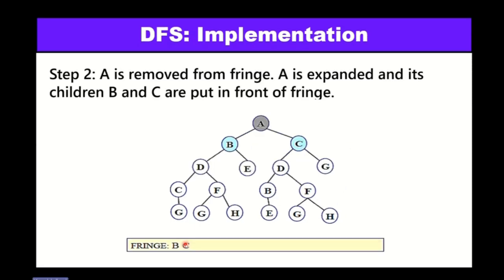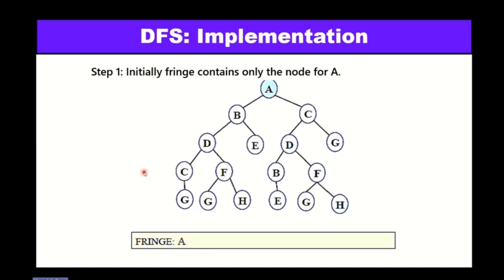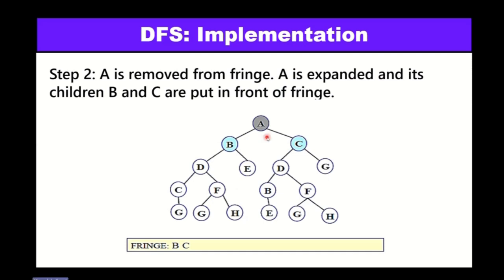Next step, now remove A because A was on top, only one was there. So A has to be removed. Remove A and now expand A. It has two children, B and C. These are newly generated nodes, so add them to the list, right? So B and C are getting added to the list. First A was added to the fringe. Now A has been removed, and the two children, B and C, are there.